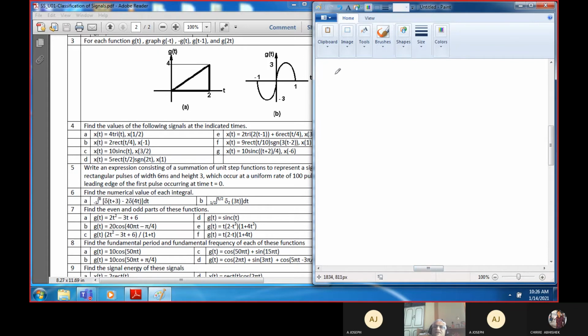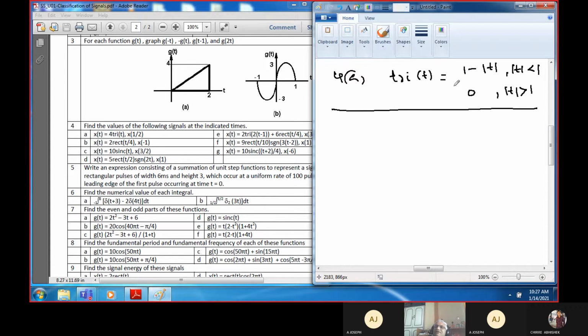The 4a problem is like that. So for 4a, what do you have to know? You have to know that TRI of t is equal to 1 minus mod t for mod t less than 1, and it is equal to 0 for mod t greater than 1. You have to remember this, otherwise you cannot solve the problem.